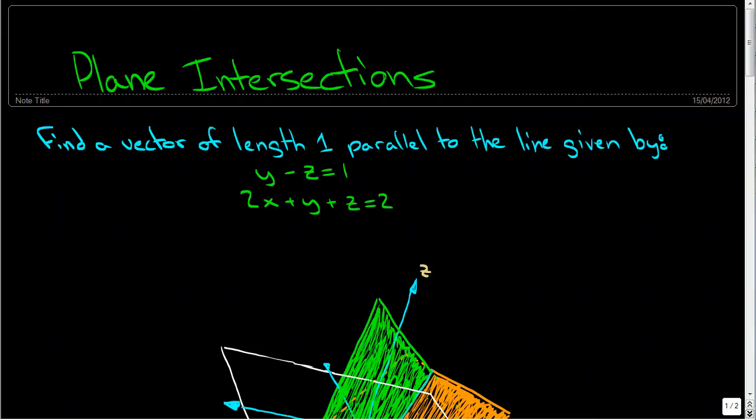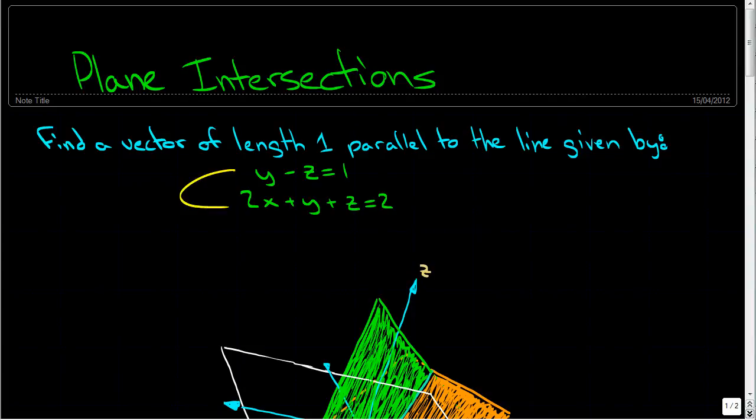In this question, we have to find a vector of length 1 that is parallel to the line given by these two equations: y minus z equals 1 and 2x minus y plus z equals 2. So what does this look like? I think the best way to approach this problem is to think about what it looks like.